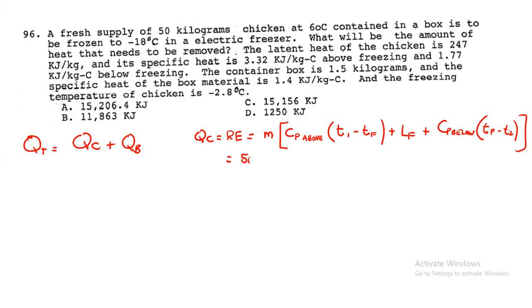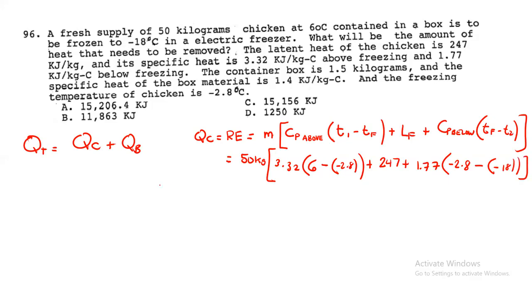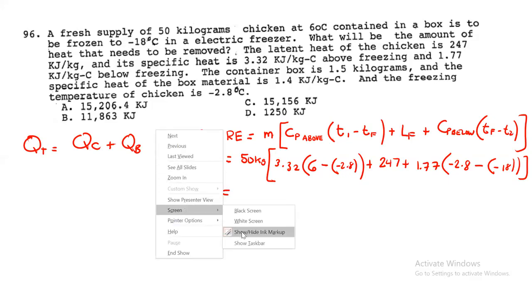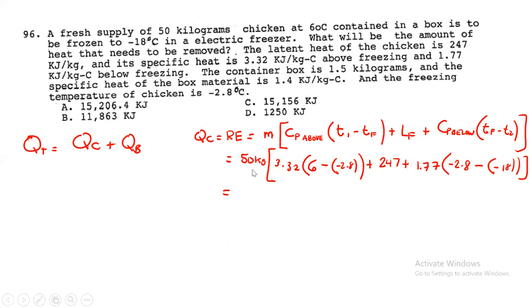So yun yung mass natin, 50 kilograms times CP above freezing is 3.32 times T1 natin is 6 degrees Celsius. Minus TF. So yung freezing point ng chicken is negative 2.8. So minus negative 2.8 plus latent heat of fusion. So ilan yung latent heat of fusion natin dito, guys? 247 plus CP below freezing is 1.77, then negative 2.8 na freezing temperature minus T2. So, kailangan siya i-freeze into negative 18. So, minus negative 18. So, pag kinompute natin yan, lalabas dyan is 15,156 kilojoules.